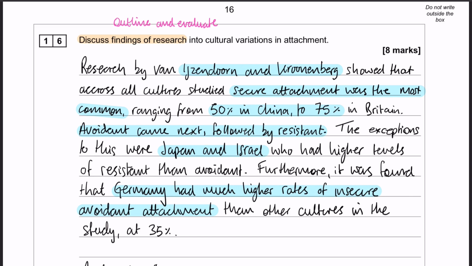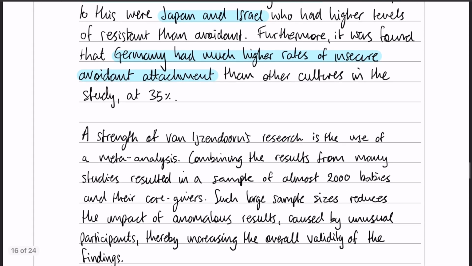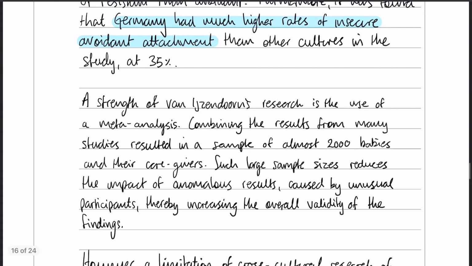You've got your second lot of results, which is that the exception to that rule was Japan and Israel, who had much higher levels of resistant attachment. And then you've got your third finding, which is specifically about Germany, that had very high levels of avoidant. Okay, so that's my outline. That comes in at around 85, 90 words or thereabouts. Okay, let's have a look at the first evaluation point.